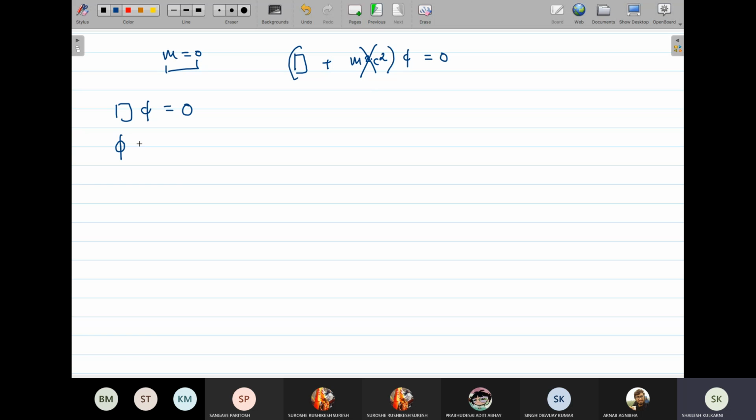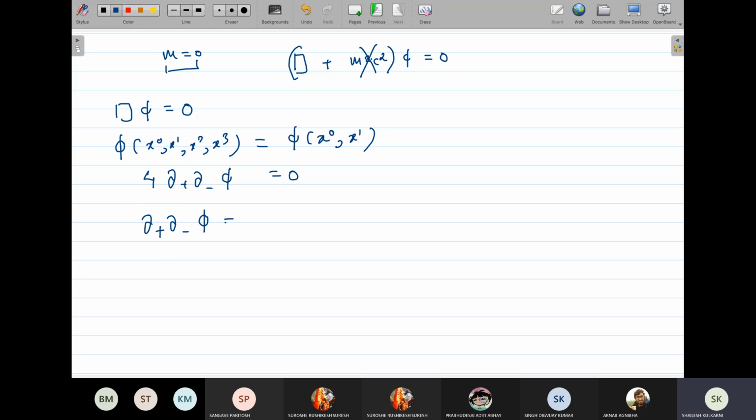Now you assume that phi of x0, x1, x2, x3 depends only on x0, x1. Suppose for a moment there is no x2, x3 dependence. So how does this equation look? You go to S1 coordinates. So this will be 4 times del plus del minus phi, and del 2 del 3 acting on this phi will be 0 because there is no x2, x3 dependence. So now you have this sort of equation: del plus del minus phi equal to 0.